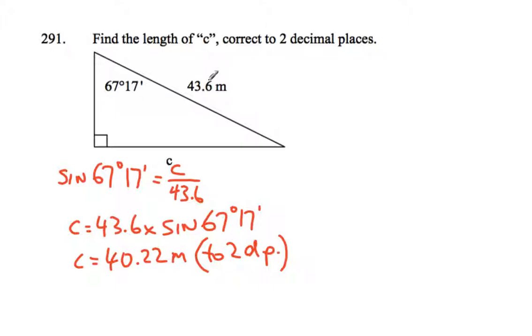40.22 meters. To type this into your calculator, you'd be doing 67, then the degrees, minutes and seconds button, and the 17 and then the degrees, minutes and seconds button. That's how you enter those double barrel degrees and minutes there.